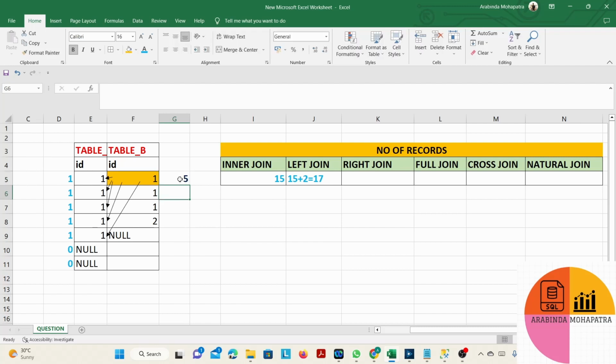In a similar fashion it will fetch the other records: 5 plus 5 plus 5 is 15. When it comes to 2, there is no matching record from table A, the left side table.